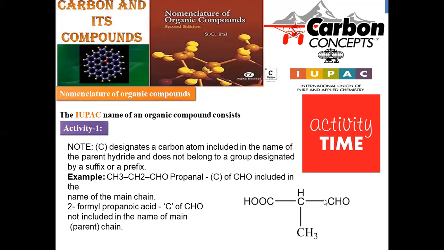Whenever an aldehyde is there as the side chain, we have to indicate a formyl group: 2-formyl. And the carboxylic acid being primary, its suffix will be oic acid. The parental chain is 3 carbons, and prop is the root word. Propanoic acid. 2-formyl propanoic acid is the IUPAC name for this compound.